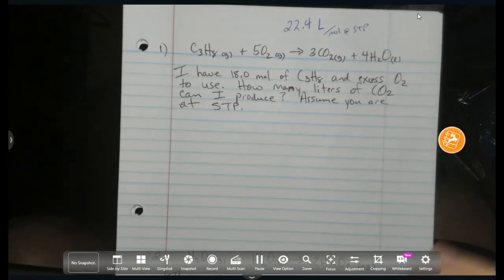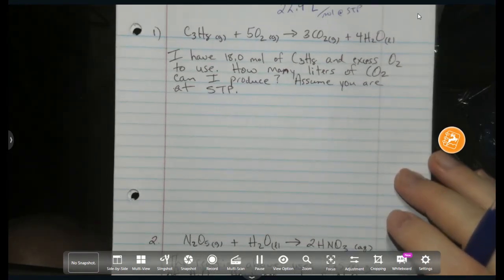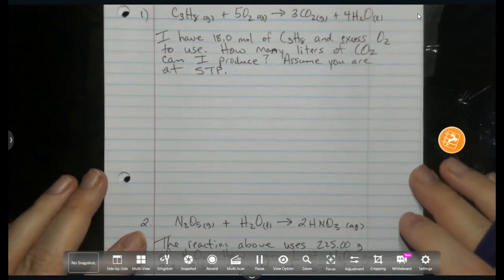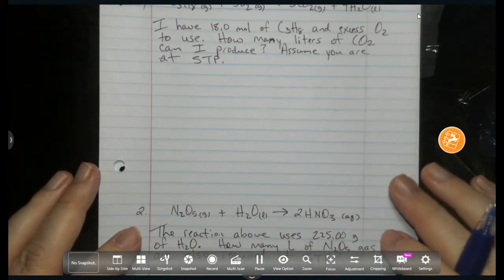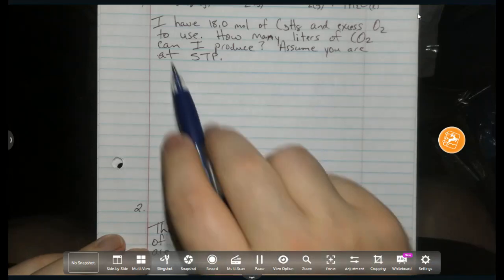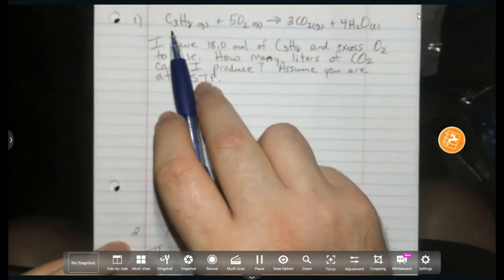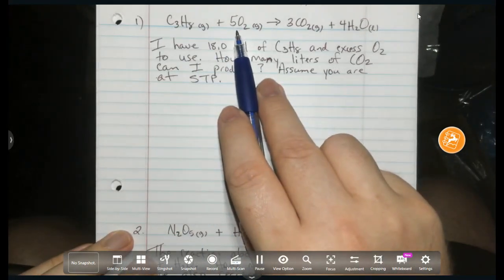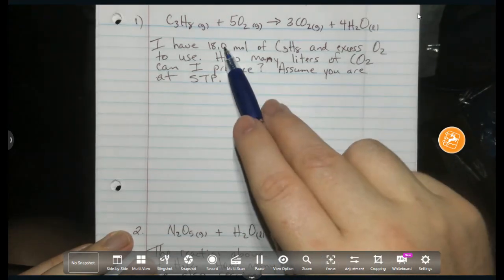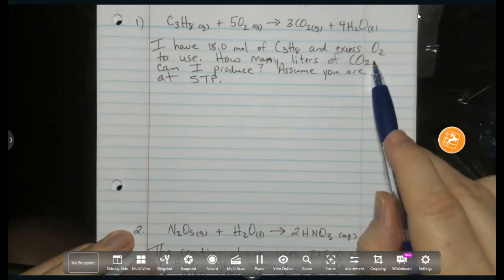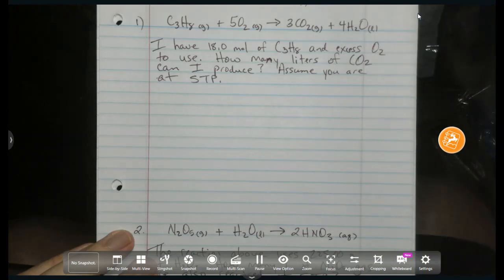Now, I'll give you a couple of example problems here that we can use and apply this new conversion factor to. In this first problem, we're combusting propane. We have 18 moles of it, and we're using excess oxygen. Some of you are still unsure about what that means. If we have excess oxygen, that just means I have more than I need, way more than I need, so I don't really have to worry about the amount. Just kind of ignore oxygen.